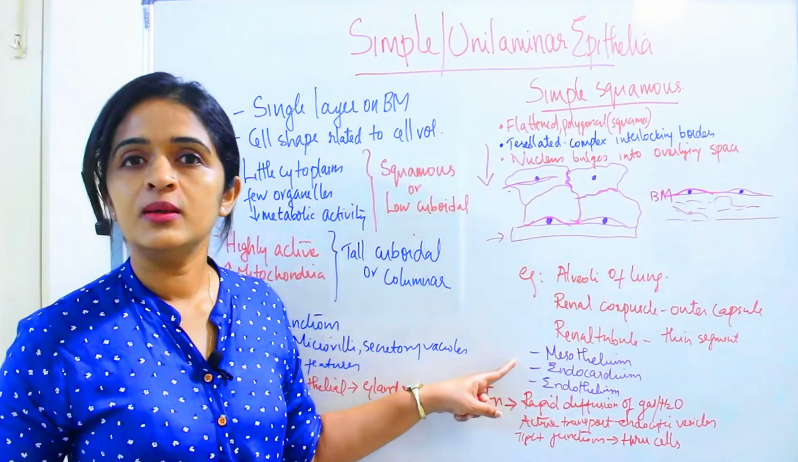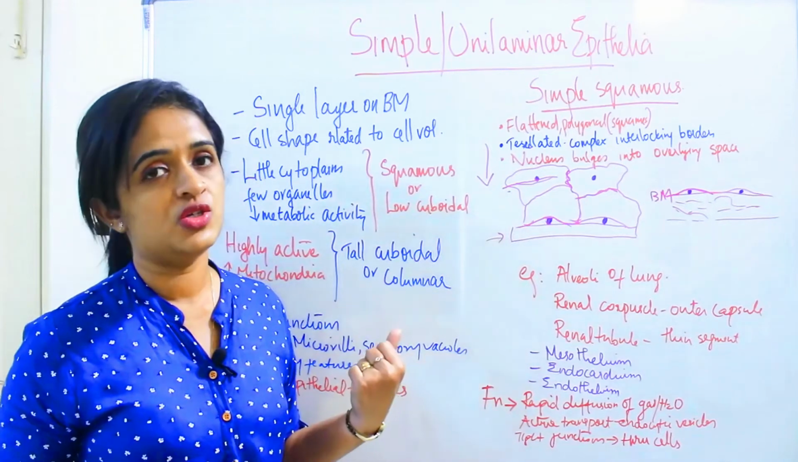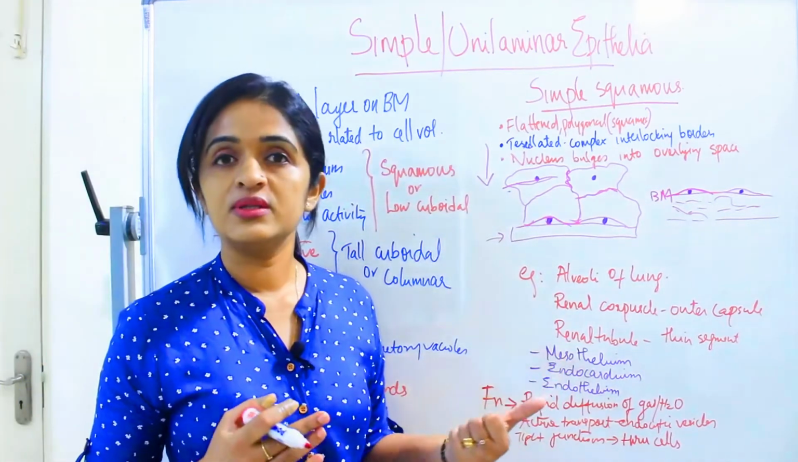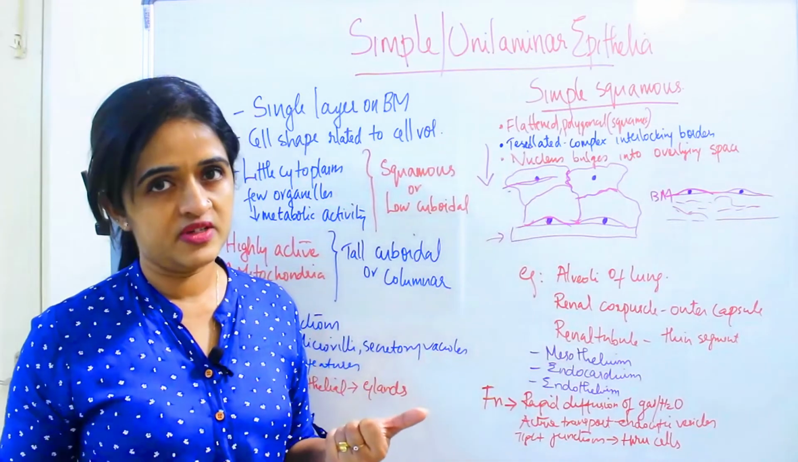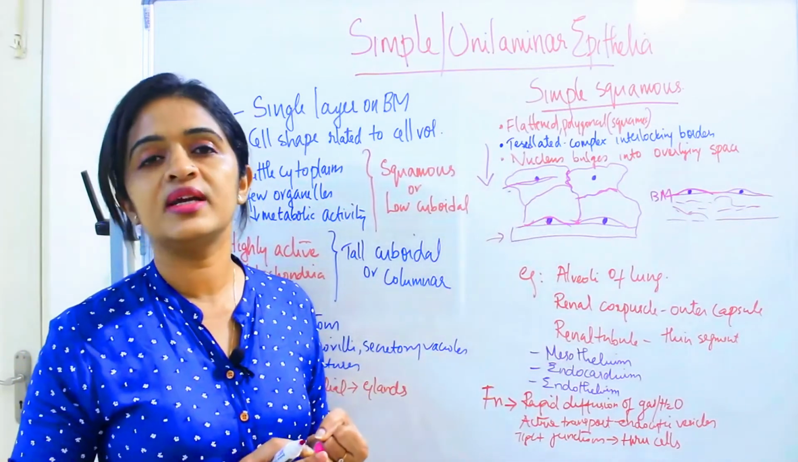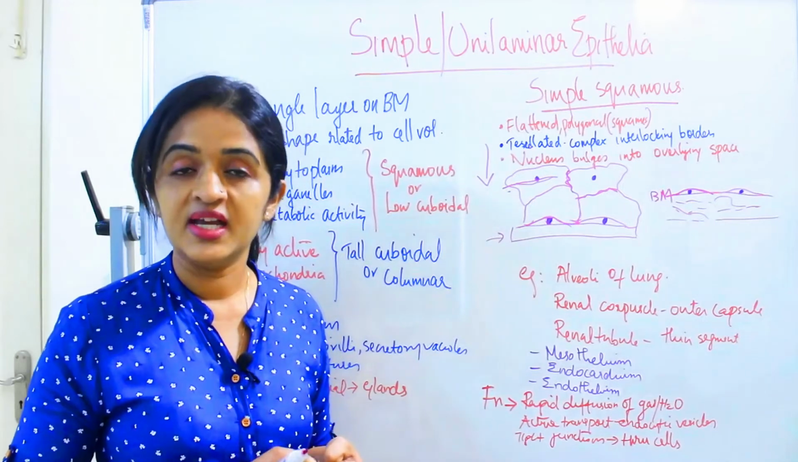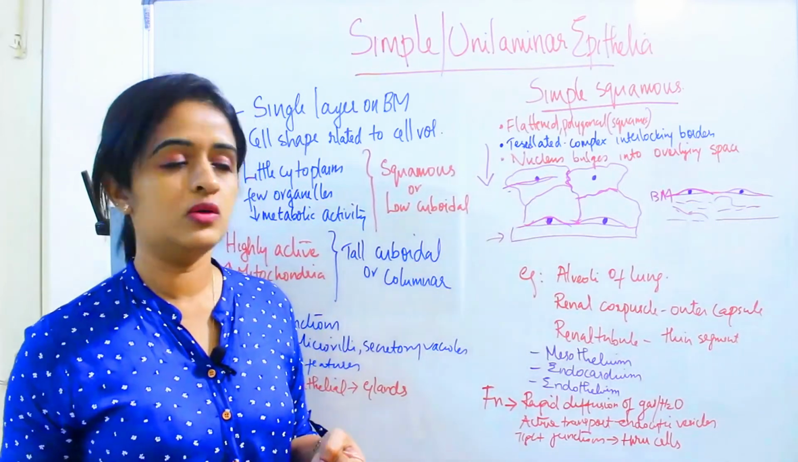Now, what do you mean by mesothelium? We have already mentioned in the previous session. Mesothelium is nothing but the epithelium lining the cavities like the pericardial cavity, the pleural cavity, and peritoneal cavity, which are mesodermal in origin.